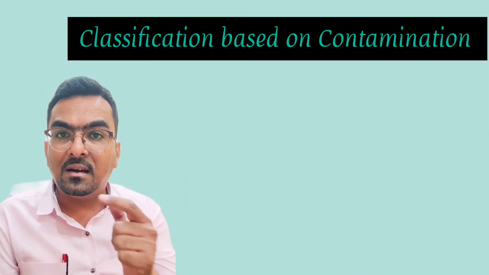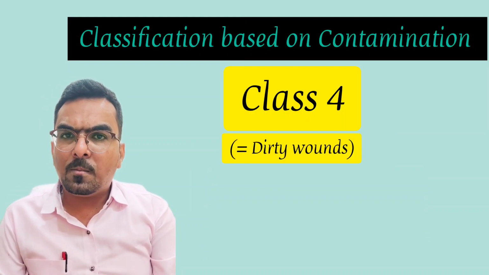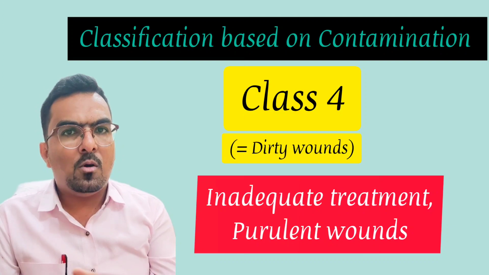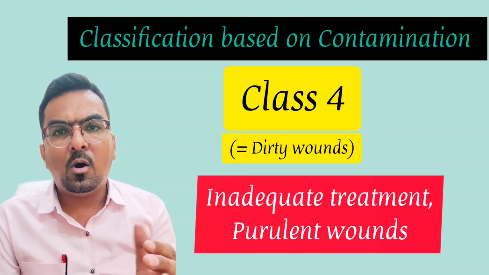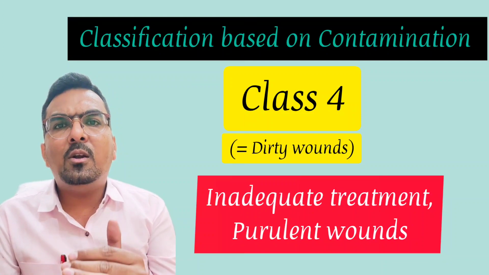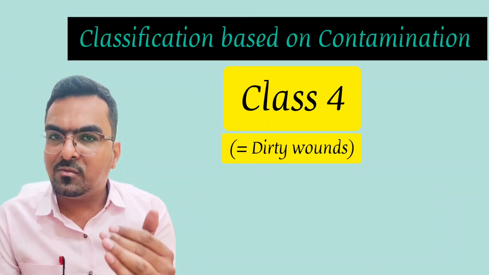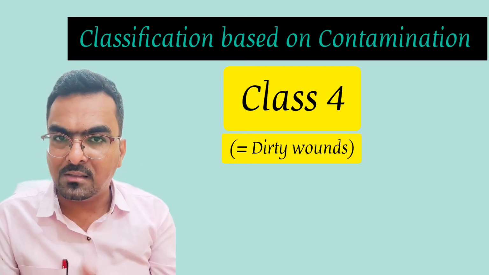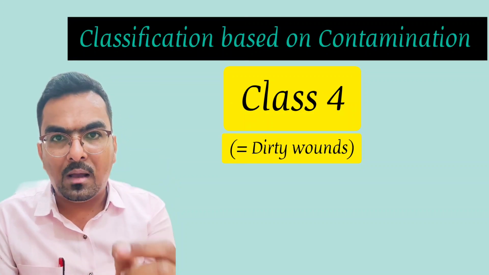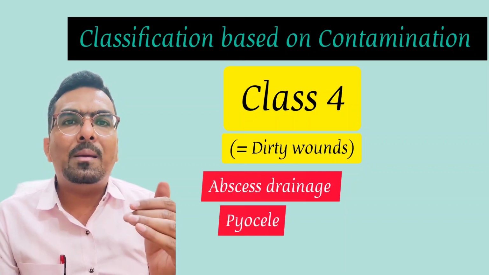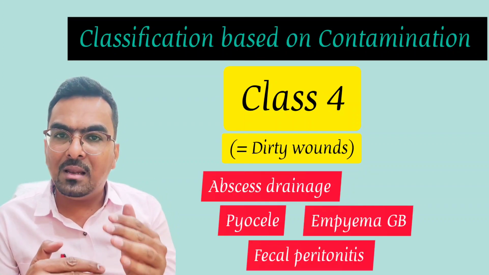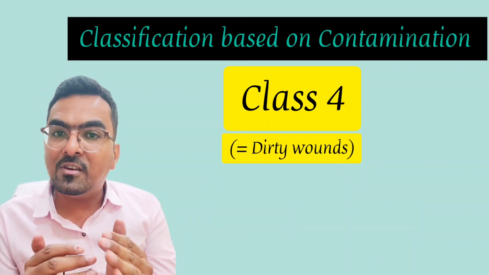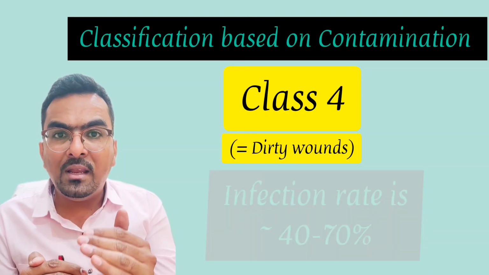Now the fourth class is the dirty wounds. These injuries usually occur from inadequate treatment of traumatic wounds or gross purulence or pus, or there is evidence of infections. When tissue loses the vitality, it can lead to class 4 wounds. This is often caused by surgery or microorganism found in the perforated organs. For example, if we are doing abscess drainage or pyocele or empyema gallbladder, or if we are dealing with the fecal peritonitis cases, these type of wounds are considered as class 4 or dirty wounds. Here the infection rate is approximately 40 to 70%.